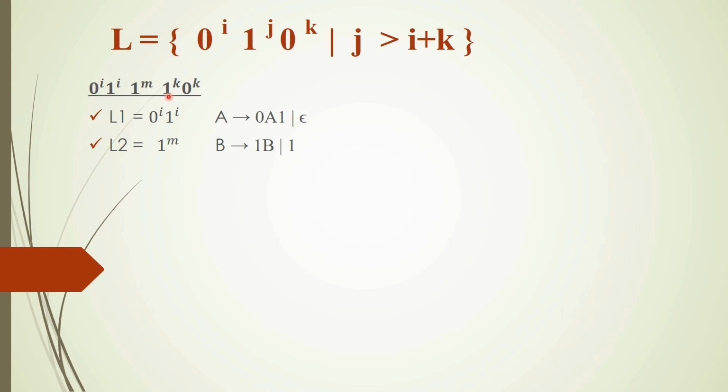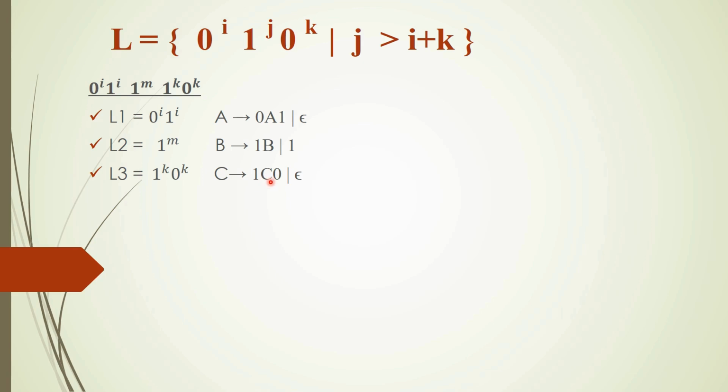Now your third language is 1 raised to the power k and 0 raised to the power k. Look here, we generated for 0 raised to the power i and 1 raised to the power i, correct? The same logic we implemented for the third one. So here you can see your L3 is equal to 1 raised to the power k and 0 raised to the power k, correct? I use the C variable here for this implementation. Now I want 1 and 0 appearance, so I mentioned 1 and 0. For repetition or recursiveness, I use C over here.